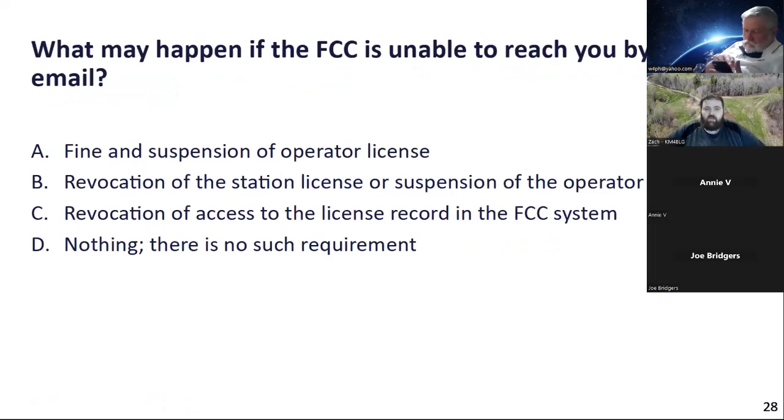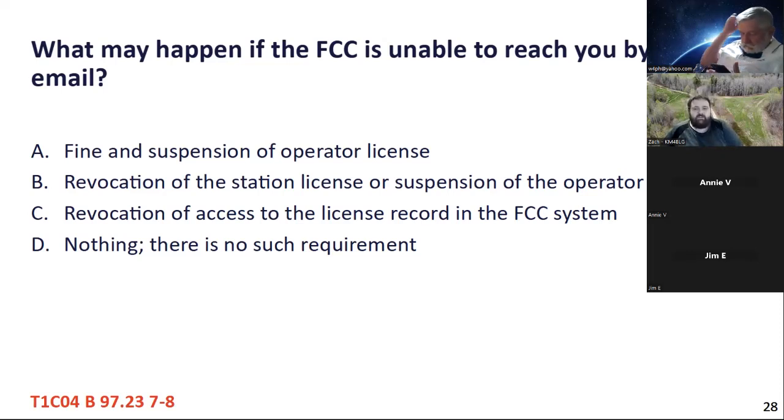What may happen if the FCC is unable to reach you by email? Anyone? C. Nope. B. So revocation of the station license or suspension of the operator license. It's because the FCC is the government, when they respond with official communication, it's one of those things you better respond back.